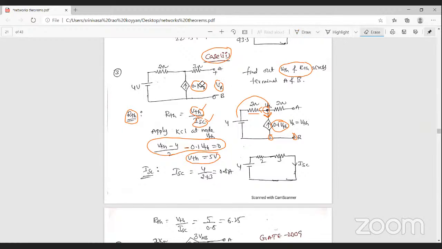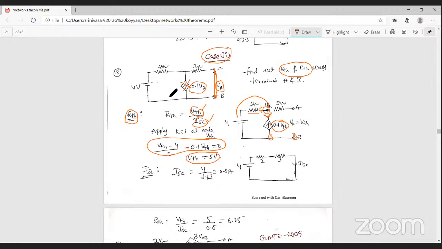To find out the short circuit current across these two terminals, short circuit these two terminals. If we short circuit these terminals, then the Vx value is 0. Vx value 0 means the current source is also 0. Why? Because it is 0.1 into the Vx value 0. That's why the current source is an open circuit, because the current value is 0.